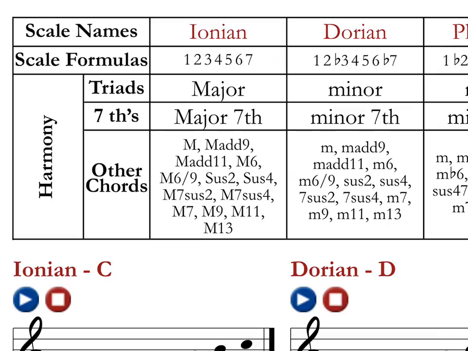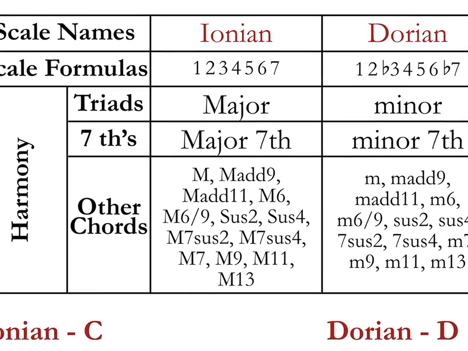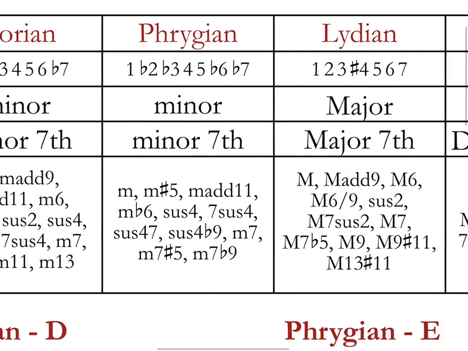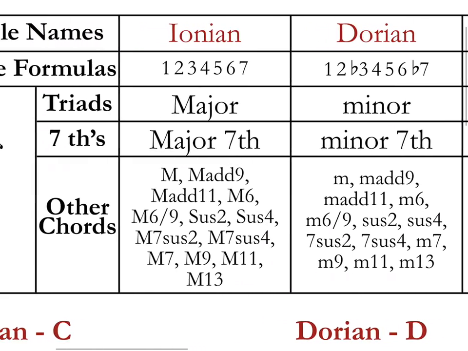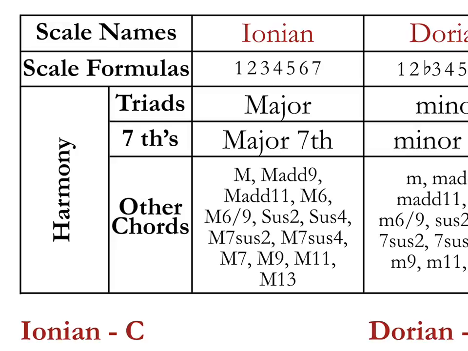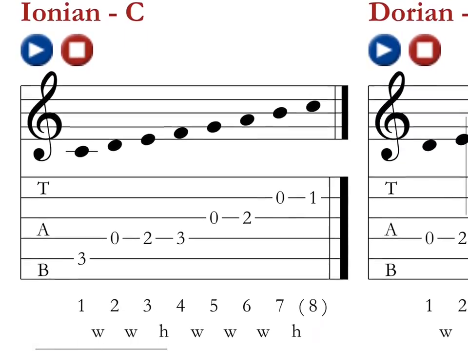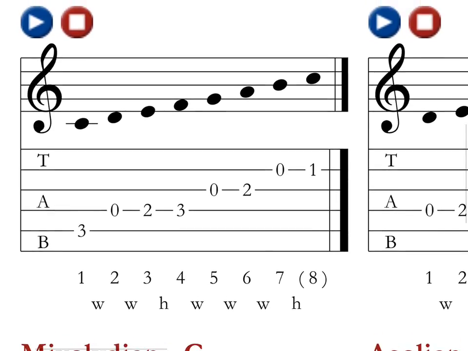And a mode is just an inversion of a scale. Here the Ionian, which is also known as the major scale, and all of its modes: the Dorian, Phrygian, Lydian, Mixolydian, Aeolian, and Locrian. Each mode or scale will get an intervallic formula or scale formula, and the harmony, which is the chords that are able to be played with each scale. And below that, each scale will get musical notation, a guitar tab, the intervallic formula, and the step sequence.